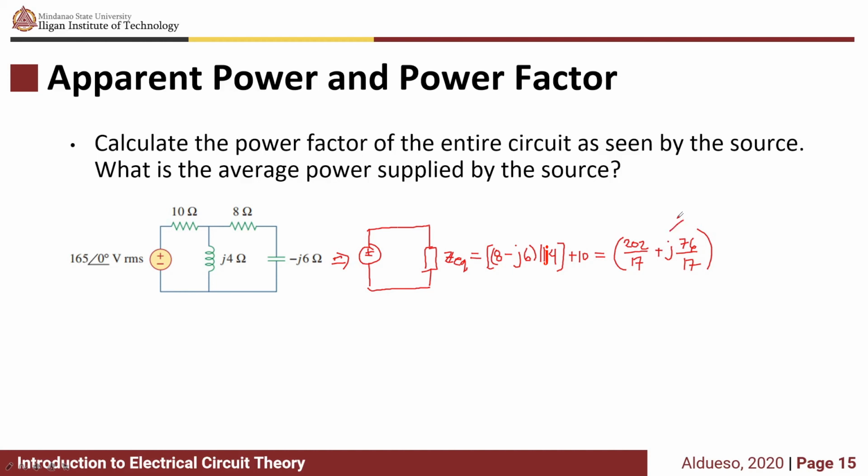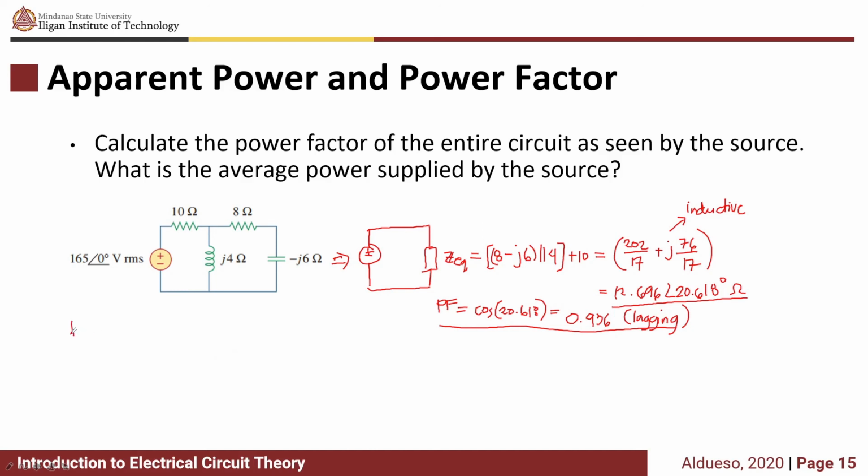So we can see that our load is inductive. In phasor form, this is 12.696 with angle of 20.618. So our PF is equivalent to the cosine of the impedance angle, cosine of 20.618. So we have 0.936, and this is lagging.